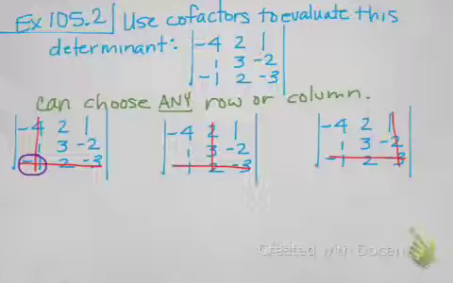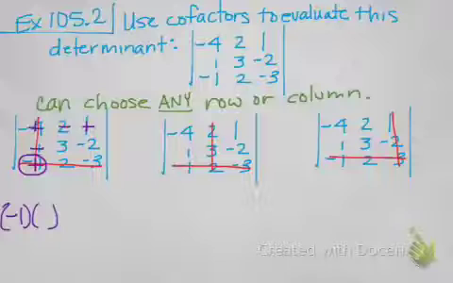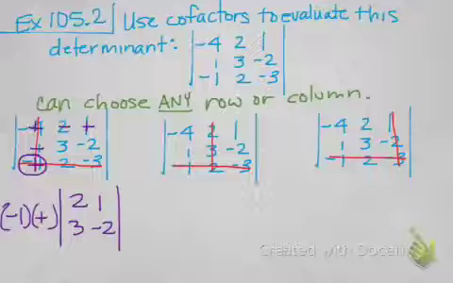So we've got -1, and then we have the sign. Remember we have to do plus, minus, plus, and it goes in a checkerboard pattern, so we know that the bottom left corner is going to be positive. And then we write the determinant that's not crossed out, so it's going to be 2, 1, 3, negative 2, going from left to right.